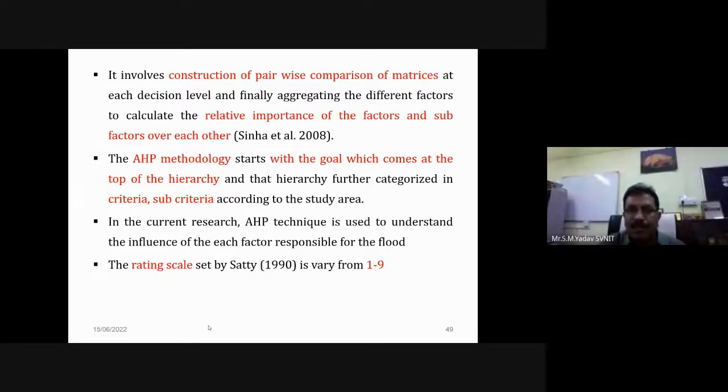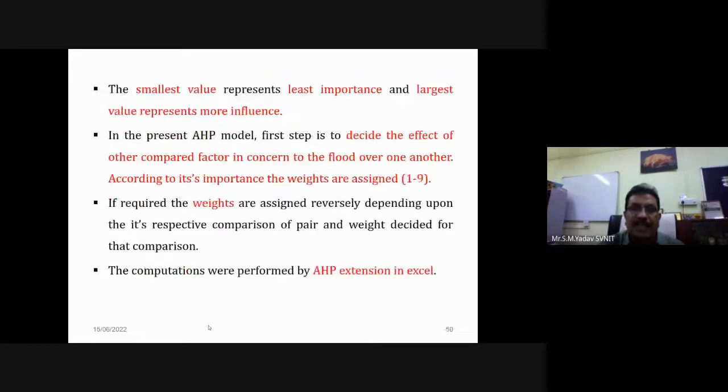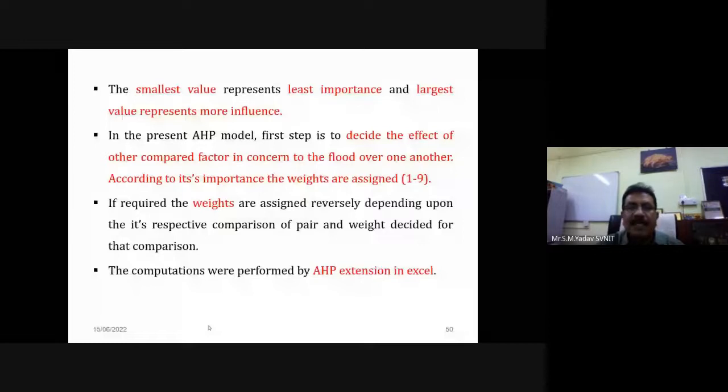The AHP methodology starts with the goal which comes at the top of the hierarchy, and that hierarchy is further categorized into criteria and sub-criteria according to the study area. In the current research, the AHP technique is used to understand the influence of each factor responsible for the flood. The rating scale set by Saaty, which varies from 1 to 9, has been used in the present analysis. The smallest value represents least importance and the largest value represents more influence.